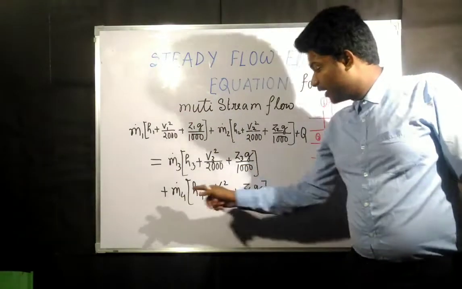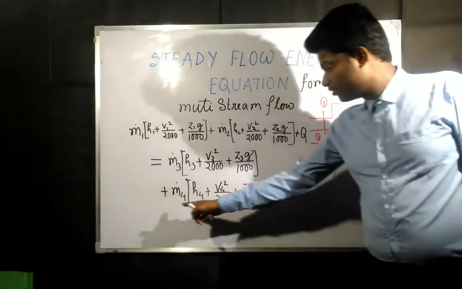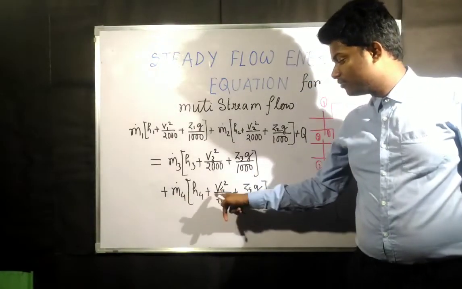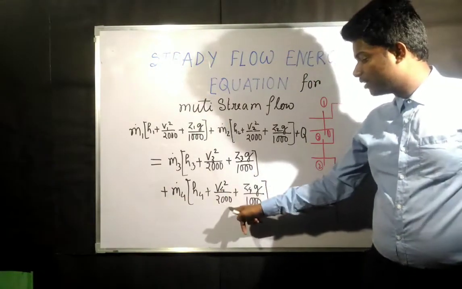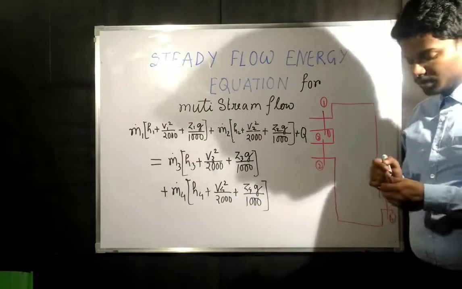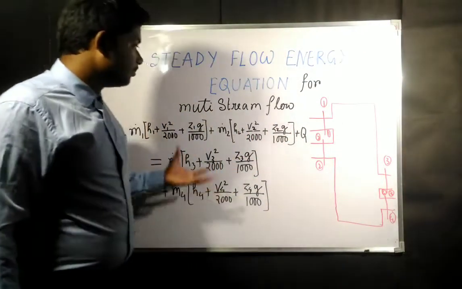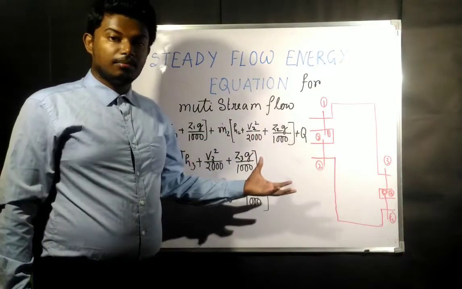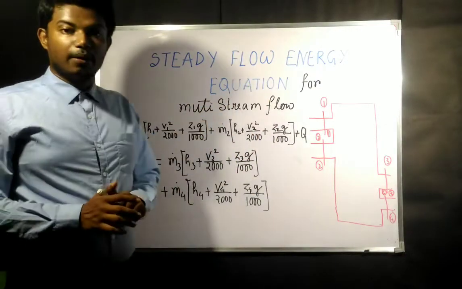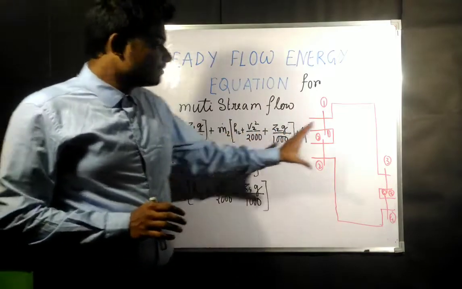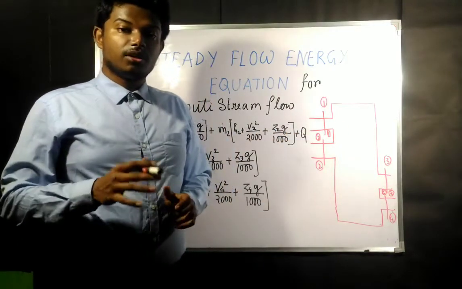Another outlet case is at section 4. So section 4 would be m4 dot into h4 plus v4 square by 2000 plus z4 g by 1000. So this will be the case of multi-stream flow. Okay, now again we need to do the mass balance.